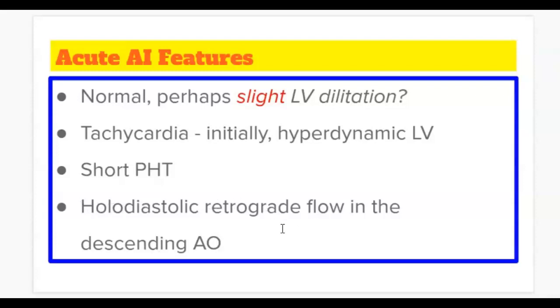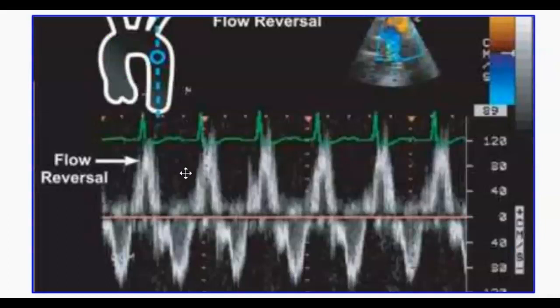Holodiastolic retrograde flow in the descending aorta. And that's what this here looks like. Flow reversal that is holodiastolic will fill up this whole diastole portion.